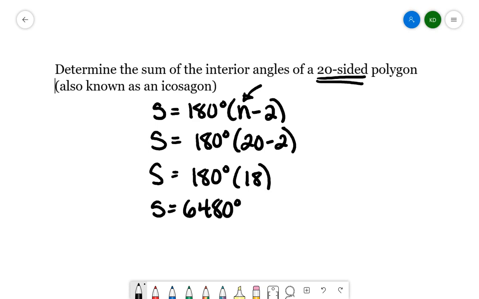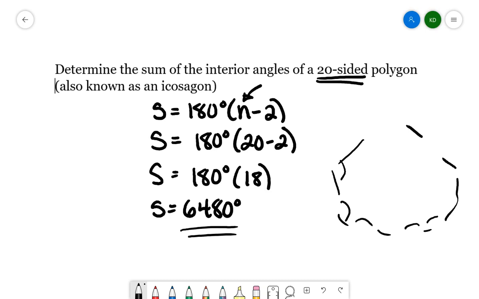6,480. So if I was to draw a 20-sided polygon all the way around, all of the interior angles, when I add them up, would add to 6,480.